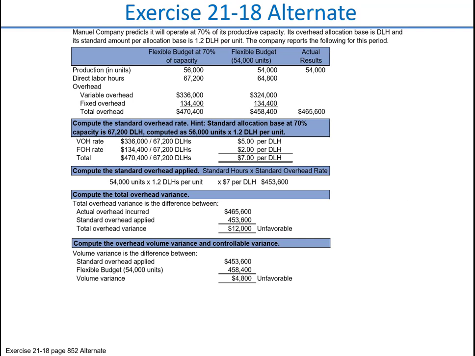To compute the volume variance, we will subtract the flexible budget from the standard overhead applied to get 4,800 unfavorable. Then we'll get the controllable variance, which is the difference between the actual and the budget based on 54,000 units. That gives us 7,200 unfavorable. If you add the unfavorable volume variance plus the unfavorable controllable variance, you get the total overhead variance of 12,000 unfavorable.